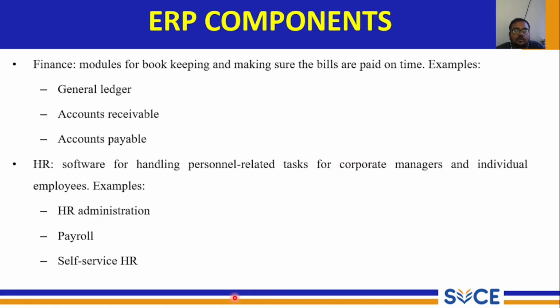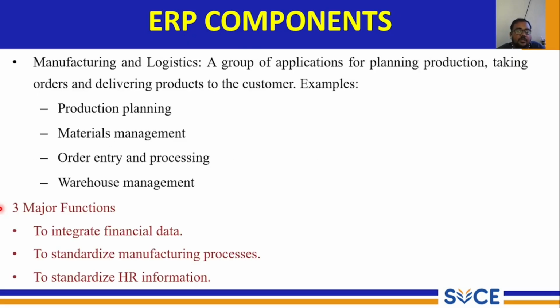What are the components of ERP? It starts with finance. The modules for keeping and making sure the bills are paid on time. It includes your ledgers, the accounts payable and receivable. And the second category is HR, where all the personnel related tasks for corporate managers. It includes the payroll, the employee details, the HR administrations. All these components can be incorporated.